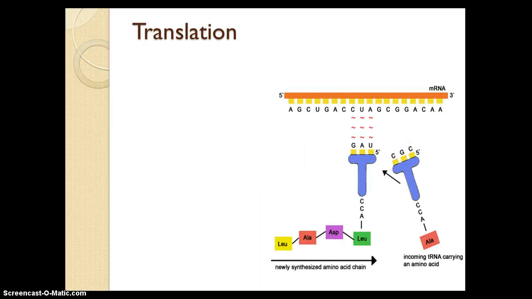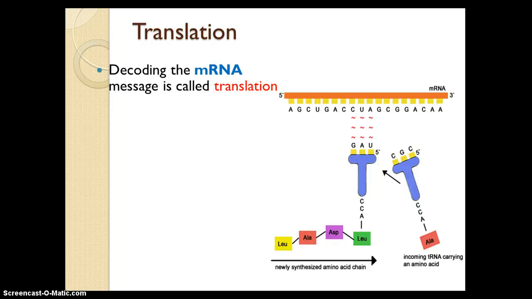Okay, so we kind of went through transcription, the first step in making the protein. So again, the whole goal of transcription is that we make this mRNA copy, which can then go out to the ribosome and actually make the protein at the ribosome. Translation is actually decoding that message.